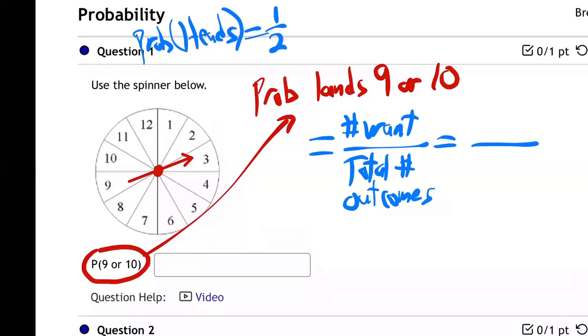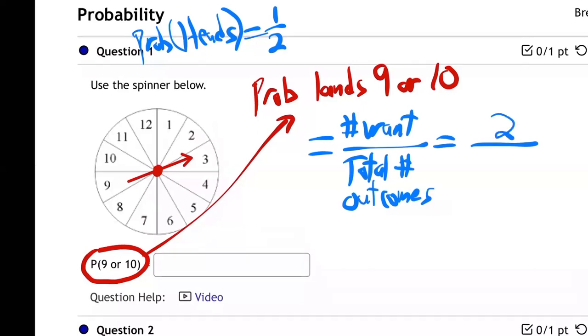So what's the chance of getting a 9 or a 10? Well, that's two things that I want to happen, 9 or 10, out of how many different things can happen when I spin that spinner? 12 things. There's 12 numbers up there, I'm just going all the way up to 12. So the probability of getting a 9 or a 10 is 2 out of 12. Just like that.